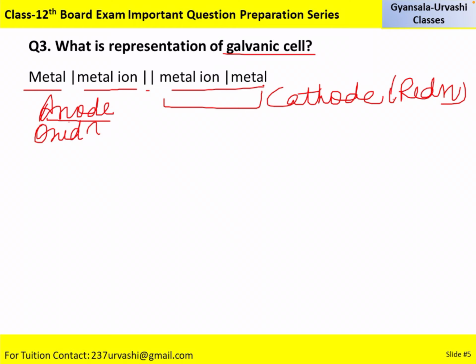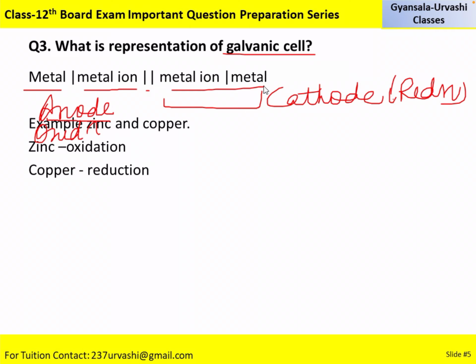Now let's take an example of zinc and copper. Zinc will undergo oxidation in this case and copper will undergo reduction. So what I am going to do now, I have selected two elements, one is zinc and one is copper.